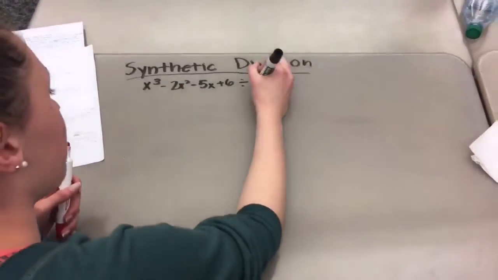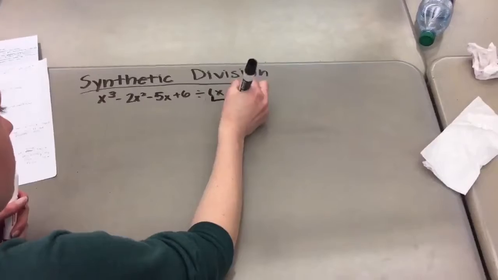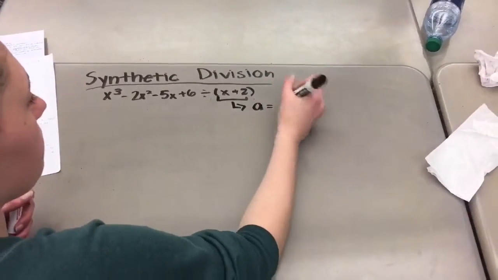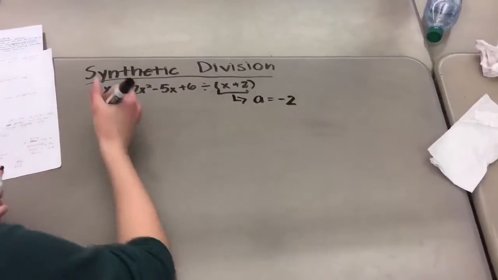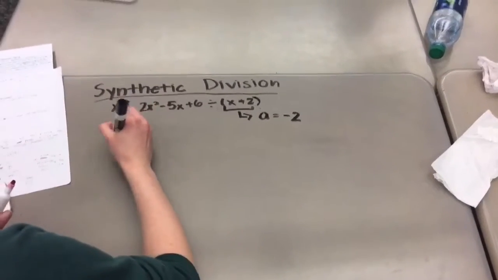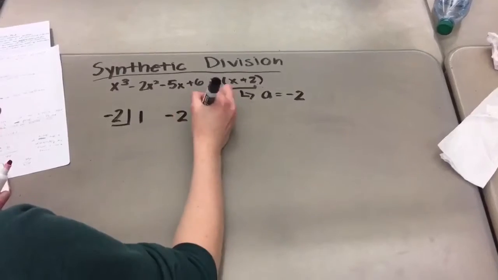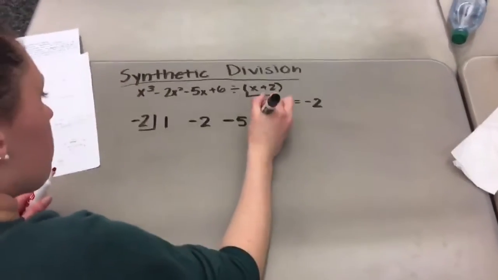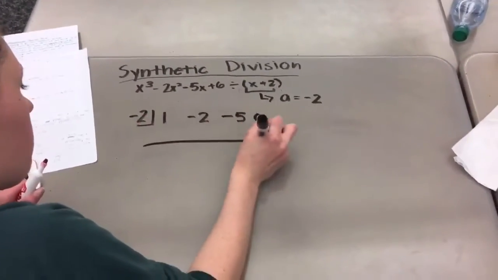This time we are going to do a synthetic division problem, which is x cubed minus 2x squared minus 5x plus 6 divided by x plus 2. A equals negative 2 because if you set x plus 2 equal to 0, x equals negative 2. You put your a value in the top left corner and the coefficients of x cubed, x squared, and x, and the constant above.